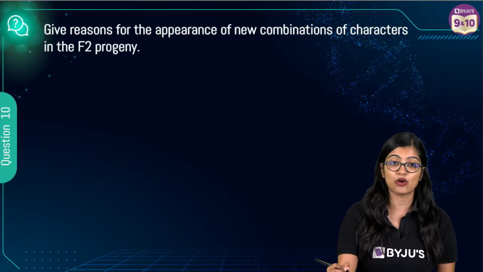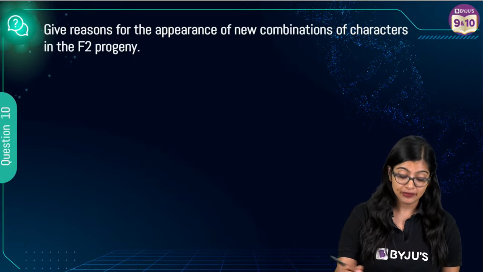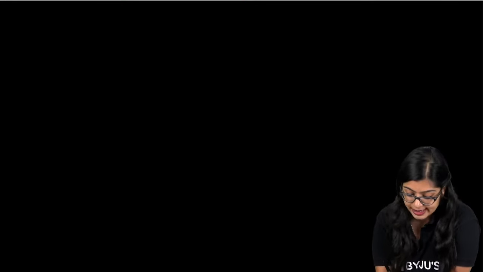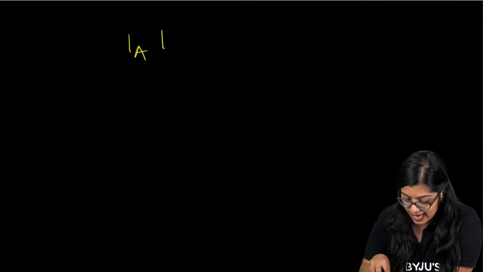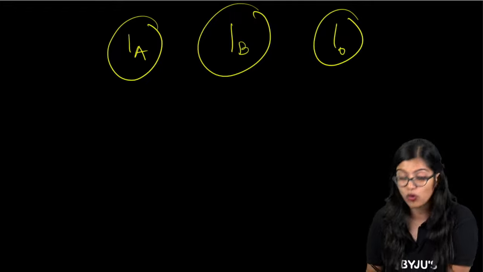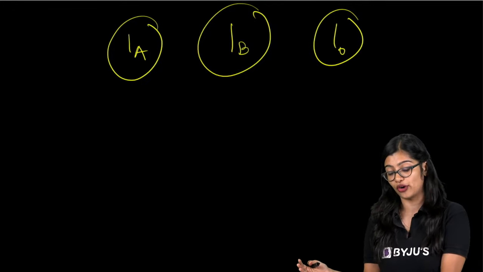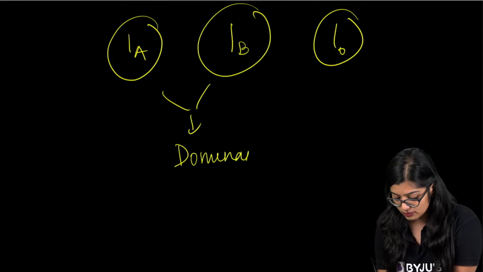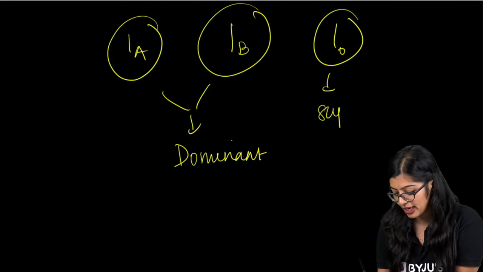Ma'am, why can't we declare O is dominant? Because O is not dominant. As per research and as per the blood grouping system, we see that there is IA, there is IB, and IO. There are actually three genes which code for it, out of which these two are dominant, while this one is suppressive.